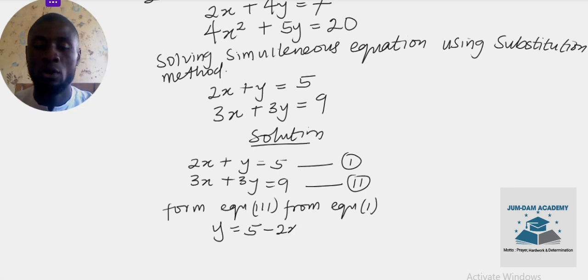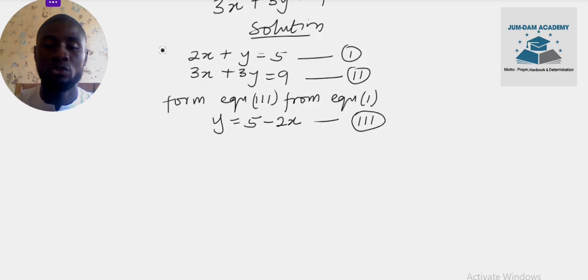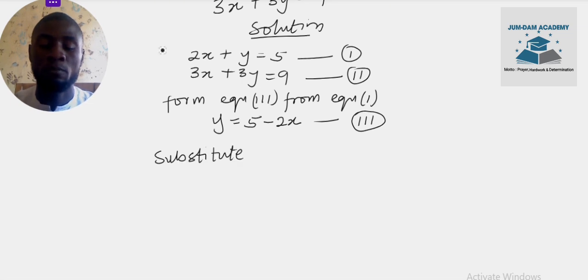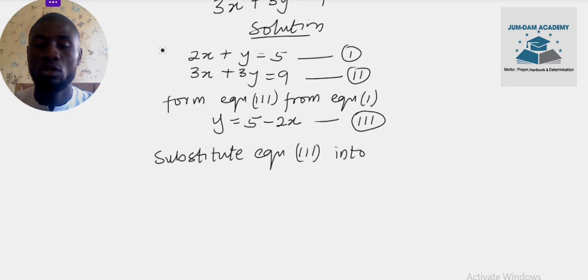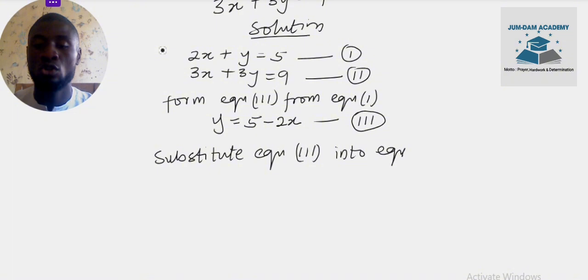2x comes here, becomes minus 2x. So I'll take this as my equation 3. Now that I have equation 3, the next thing I will do is to substitute. That is where the word substitution came from. Substitute equation 3 into equation 2. Remember that we formed equation 3 from equation 1, so we don't substitute into equation 1 again. We will substitute into equation 2.